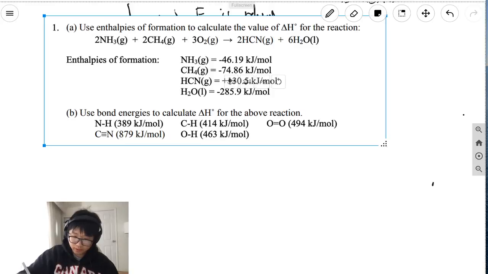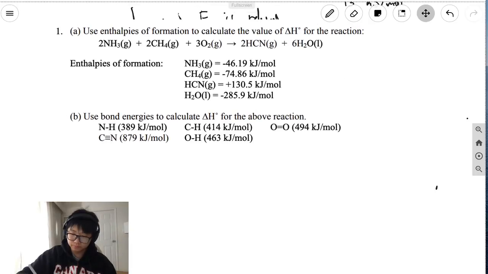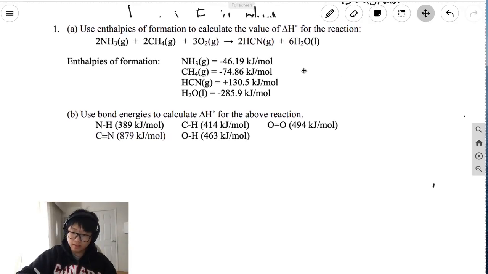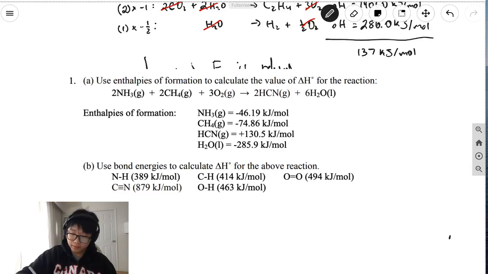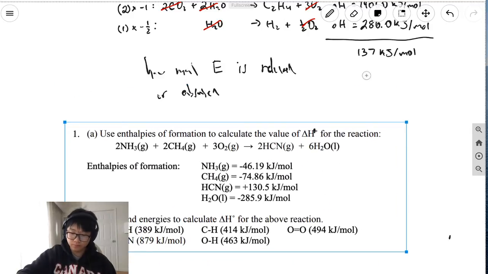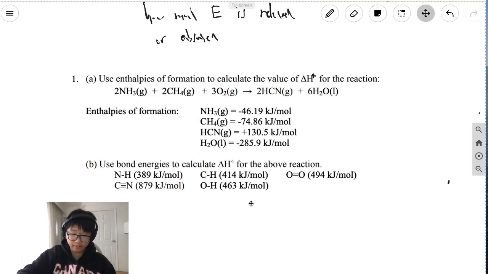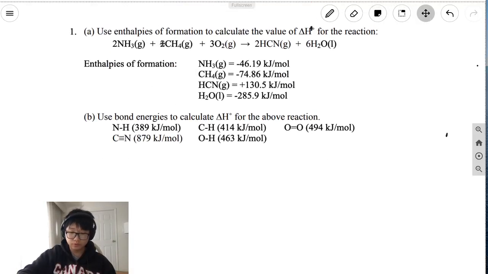Okay, so this problem says use enthalpy of formation, and enthalpy of formation is basically saying this. Anything that's not in their elemental state. Let me move this guy down a bit first. So anything that's not in their elemental state. So for example, CH4, for them to put that together, there's some kind of energy that's needed to put these things together.